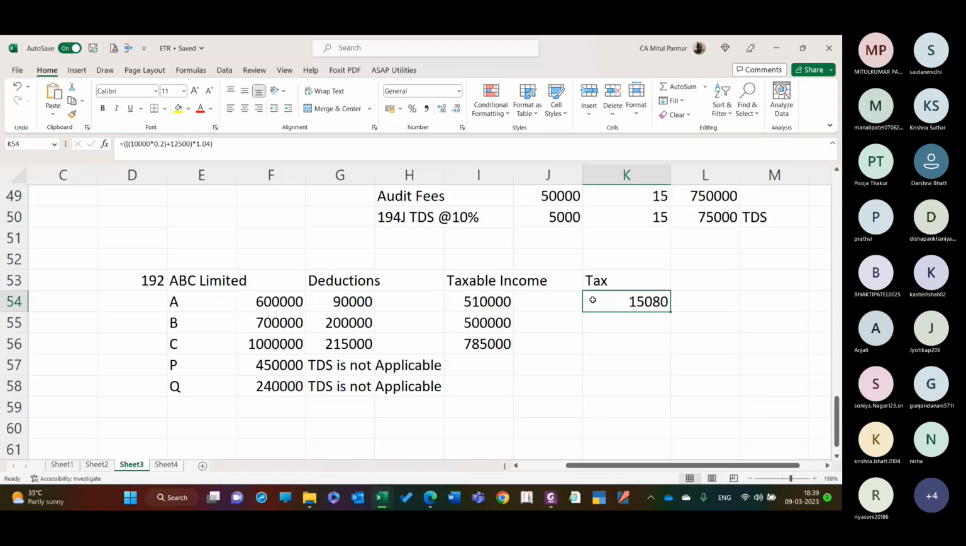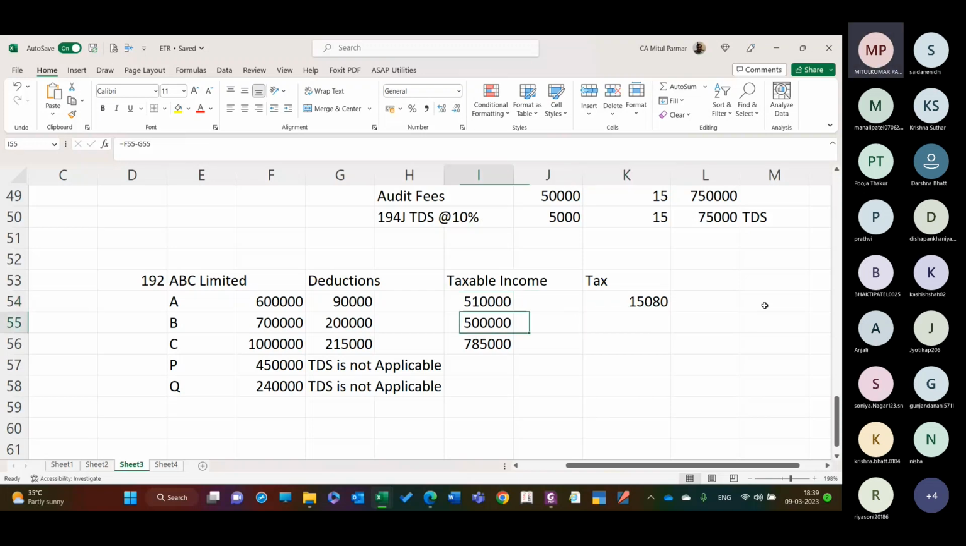15,080. Did you understand how? On this 10,000 it is 20%, right? So 20% of 10,000 means 2,000, and 2.5 lakh to 5 lakhs at 5% means 12,500. So 2,000 plus 12,500 comes out to be 14,500, and then health and education cess is 4%. So I have multiplied with the formula to calculate that, and it comes out to be this. Rebate is not available because my taxable income exceeds 5 lakhs of rupees.